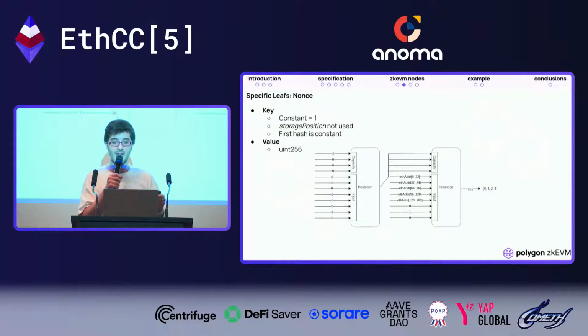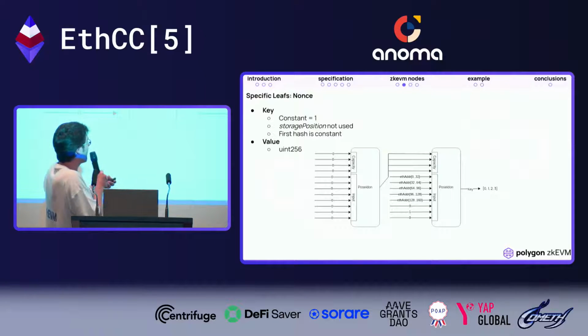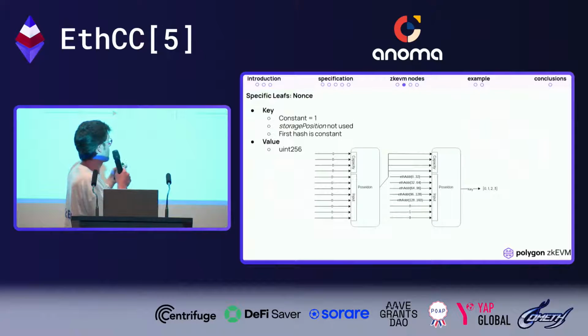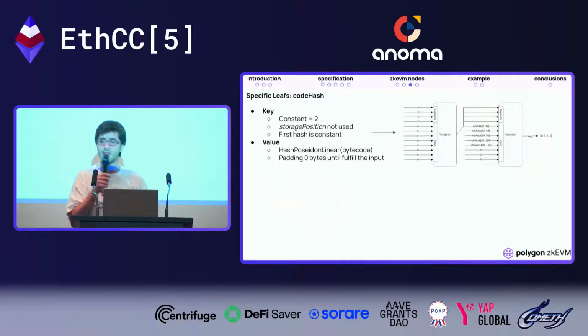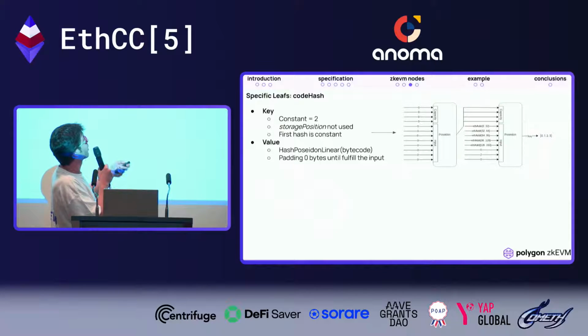Okay, this slide is different. But the only thing that changes is this one. This is how we differentiate from one leaf to the other. In that case, this is the nonce leaf. The value that we insert is the nonce, which is 256 bits. And the third one is the code hash. So we insert the code hash, and again, in order to differentiate the key, we set the constant to 2.